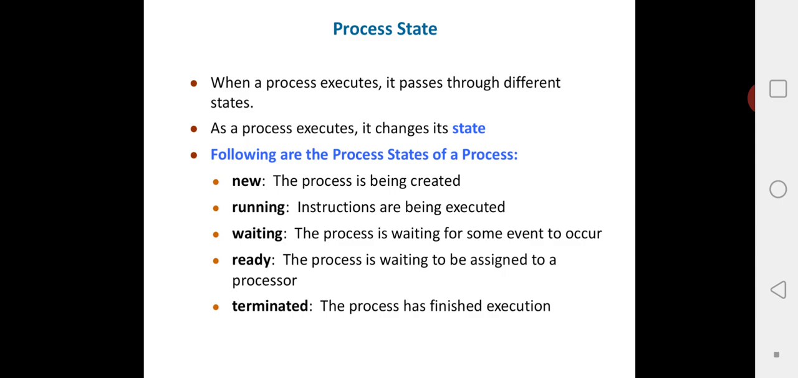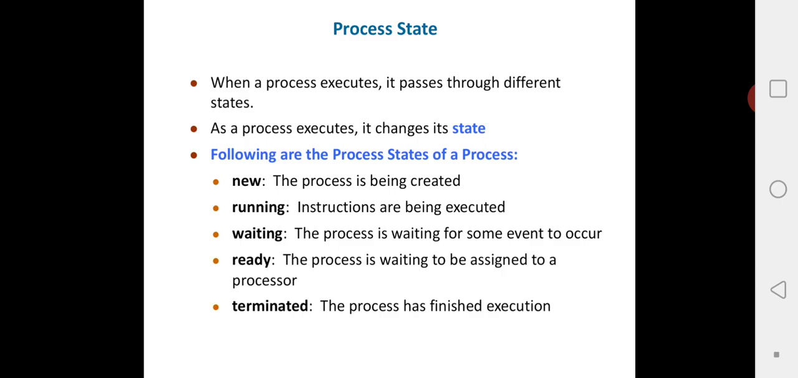Next one is waiting. The process is waiting for some event to occur. Sometimes you are executing for some time, and suddenly you have to wait for certain events to happen, and whatever time a process is waiting for that event to happen, that time the process will be in waiting state.